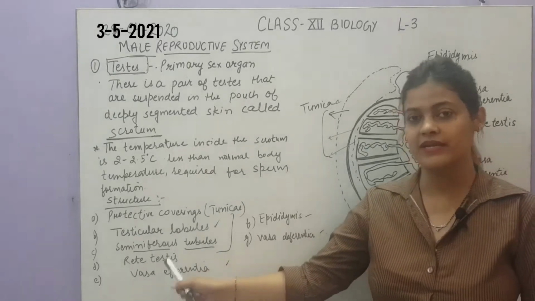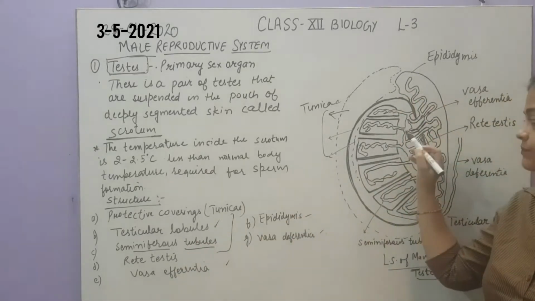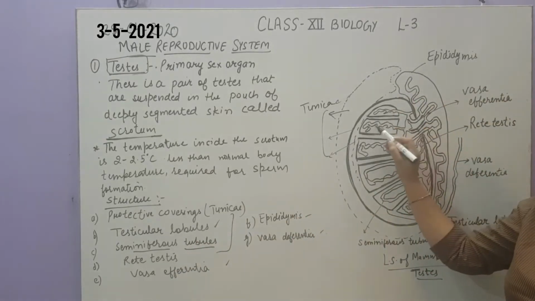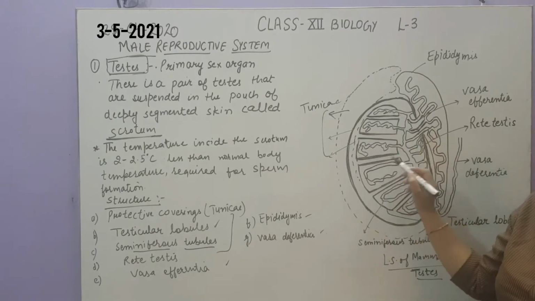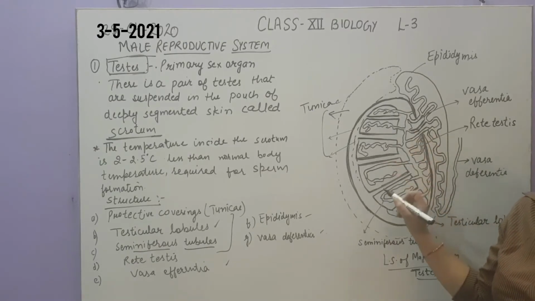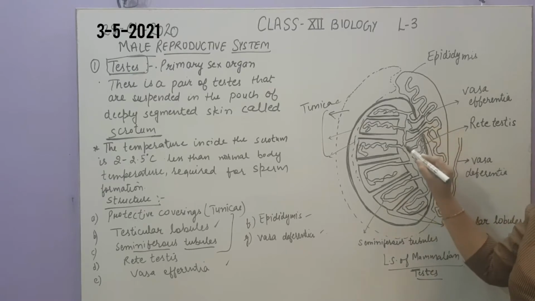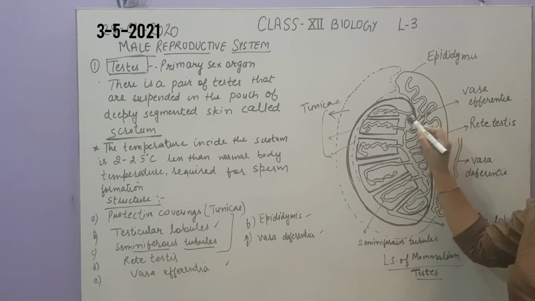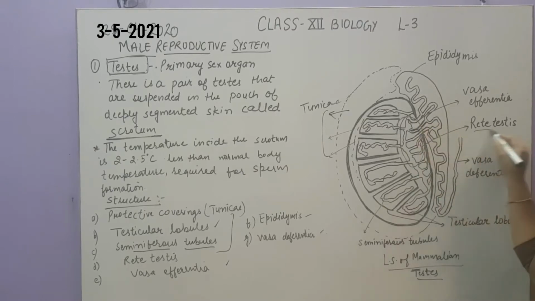The next one is the rete testis. So here you can see the seminiferous tubules coming out from each testicular lobule. They form a network-like structure here. Together they form this portion, which is called the rete testis.